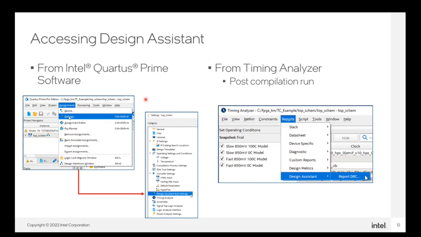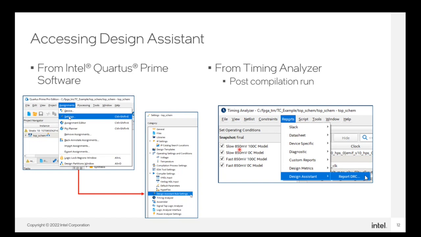To access it, inside of Quartus, you go to the Assignments pull down menu, select Settings, and then Design Assistant Rule Settings. Right there, you can modify Design Assistant and the rules that are available inside to suit more of your design needs. That's how you access it.